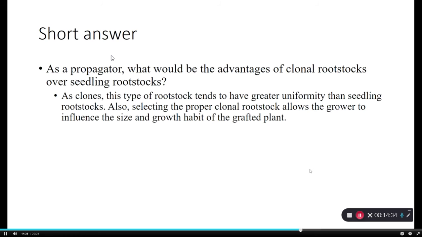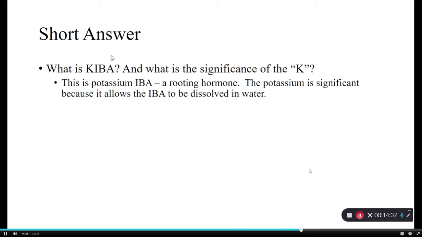Moving to the next short answer. What is KIBA and what is the significance of K? This is potassium, K being potassium, IBA, a rooting hormone. When IBA is manufactured, there's a step where they can add a potassium ion, which makes the molecule polar, and thereby allows it to be dissolved in water. The KIBA can be dissolved in water. IBA alone cannot be dissolved in water.